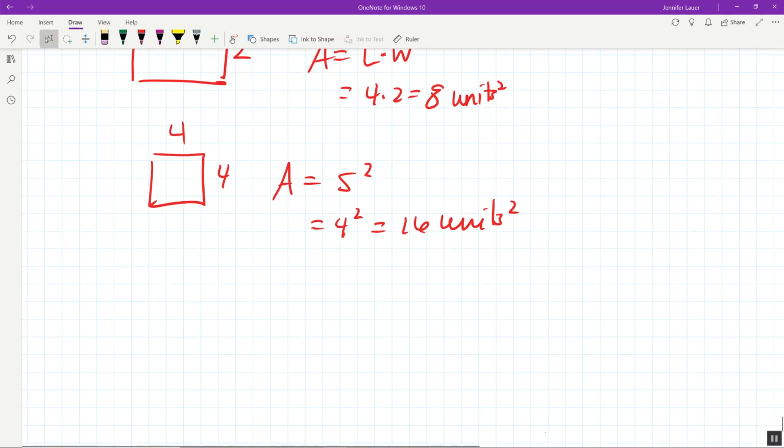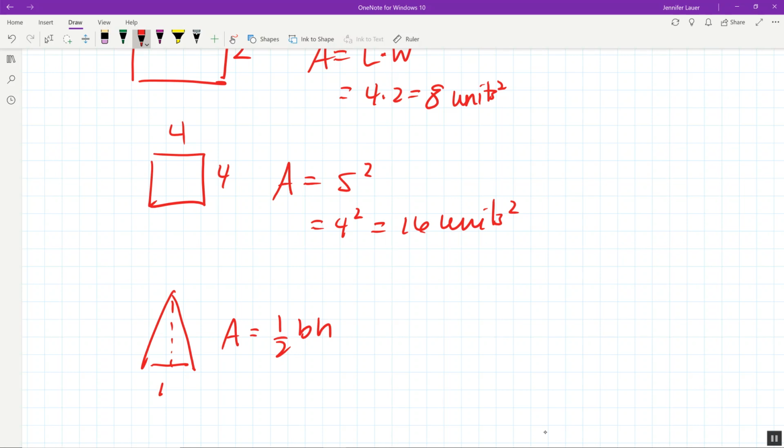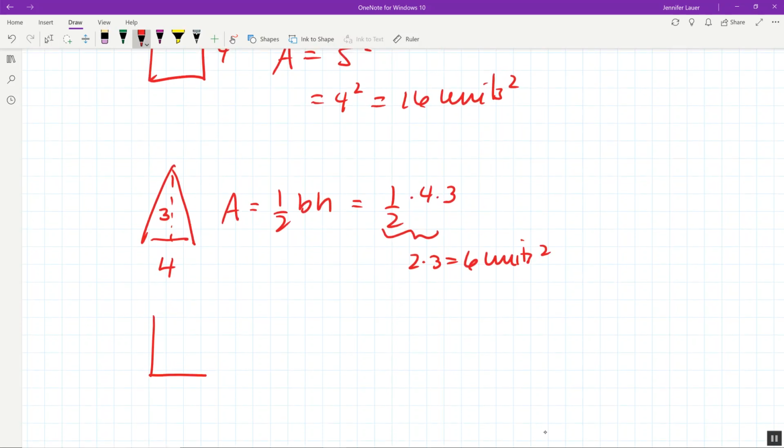So that's pretty simple. Now a triangle, this is going to be area is equal to 1/2 base times height. So if we have a triangle that looks like this, and let's say the base is 4 and the height is 3, we would write it as 1/2 times 4 times 3. Well, half of 4 is 2, and 2 times 3 is 6, and again it would be units squared. But let's say you had a triangle that looked like this, and the base here is 4 and the height here is 3. You're going to do it the same way, except the base is going to be 4 and the height is here this time, which is 3. And again, you'll end up with 6 units squared.